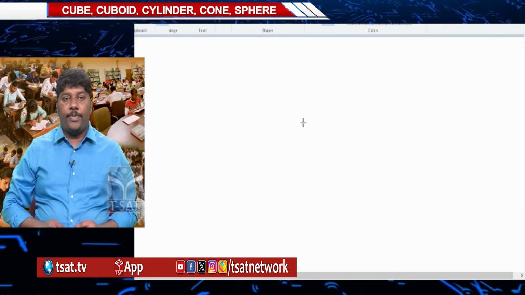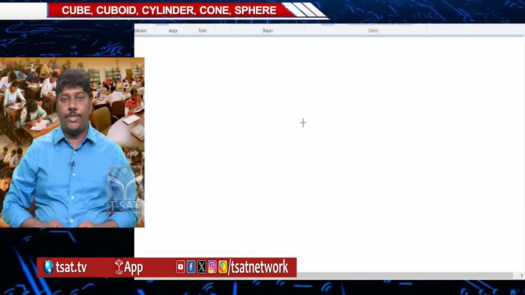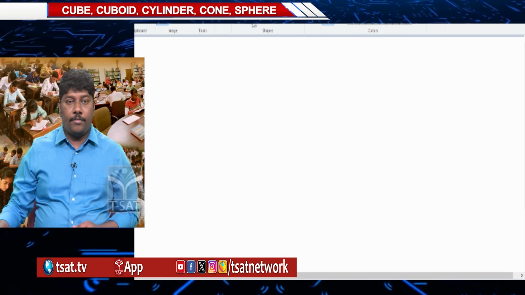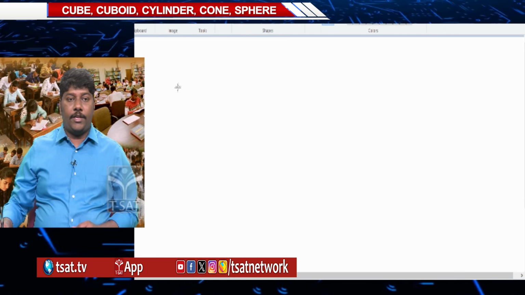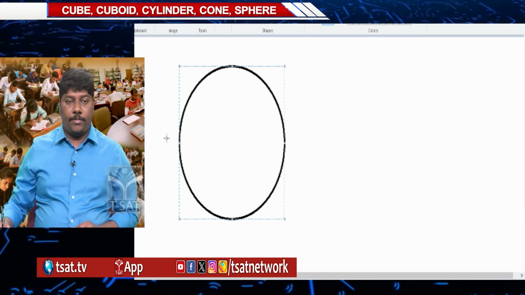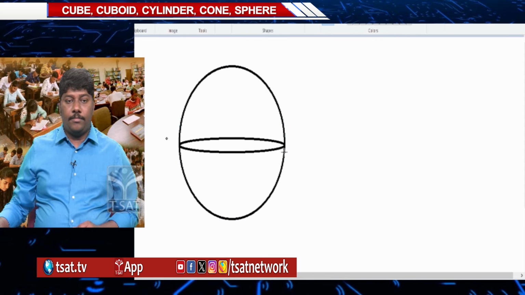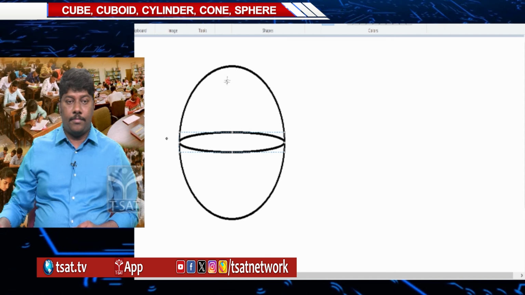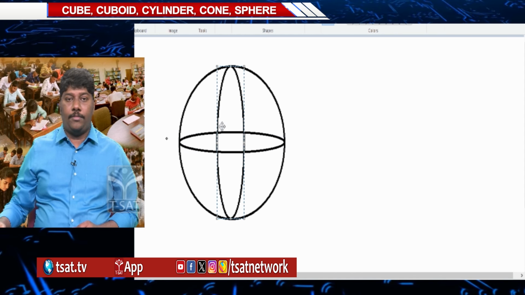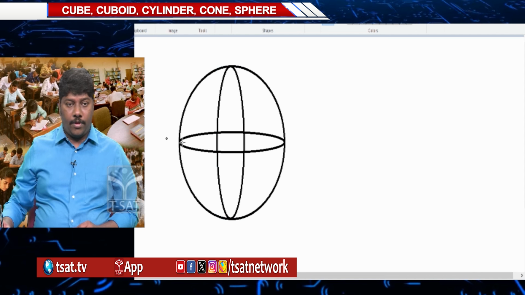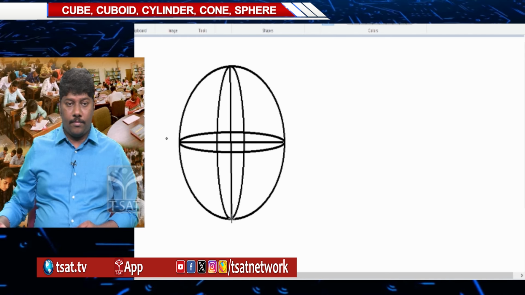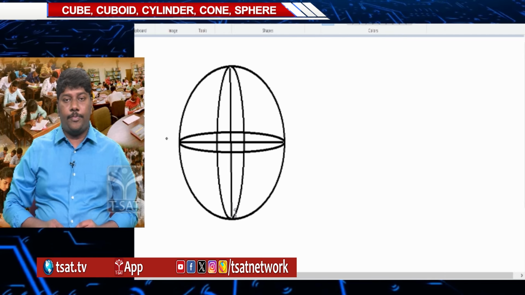Now, we will look at a sphere. A sphere is nothing but a ball shaped figure. I am drawing a circle here, but in fact it is not a circle. It is like a ball shape. If you can imagine a 3D figure, just imagine like this. You can imagine a cricket ball or a football or a volleyball. So, this is nothing but a sphere.